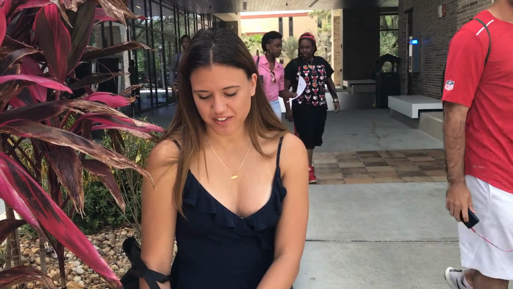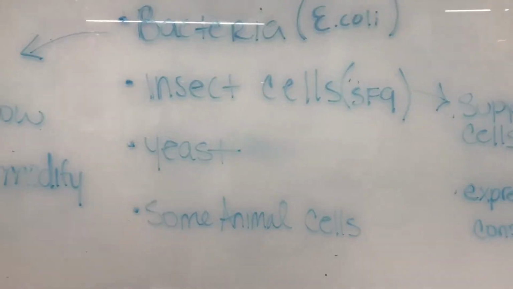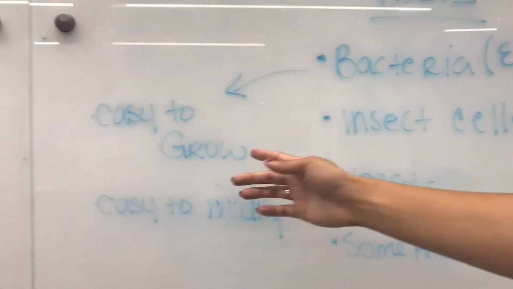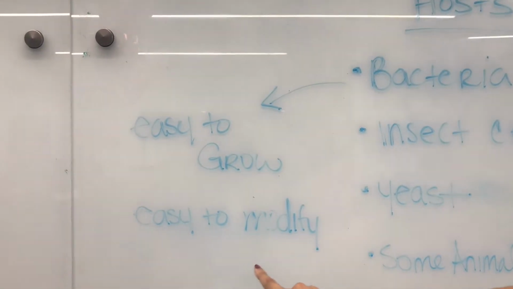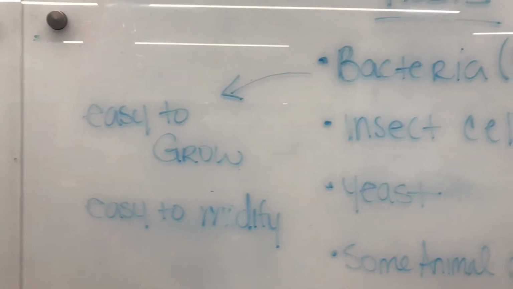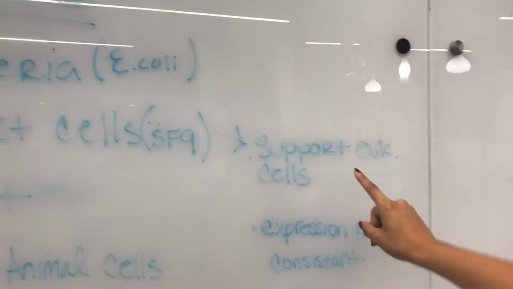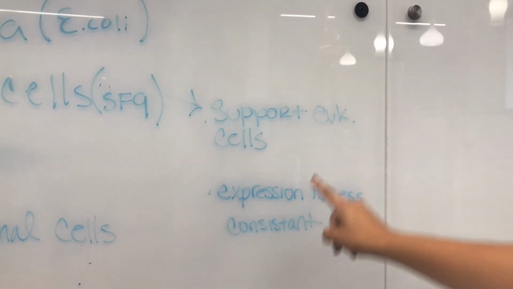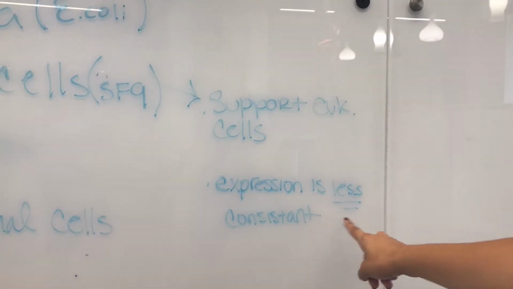Good hosts for these genetically engineered DNAs. Some good hosts include bacteria, yeast, animal cells, and insect cells, specifically E. coli and SF9 cells. E. coli is the first option because it is easy to grow and easy to modify. Insect cells can support eukaryotic cells, however, expression is less consistent.